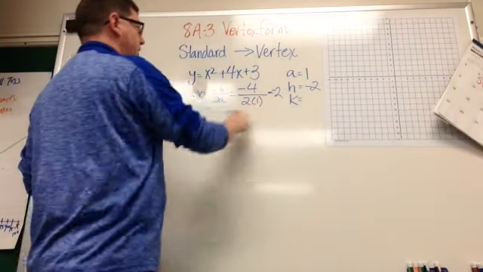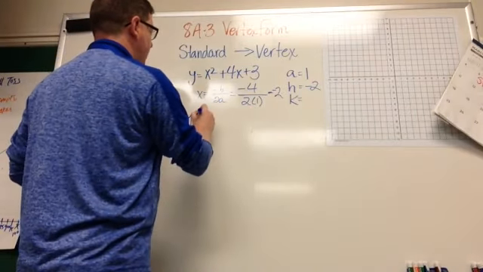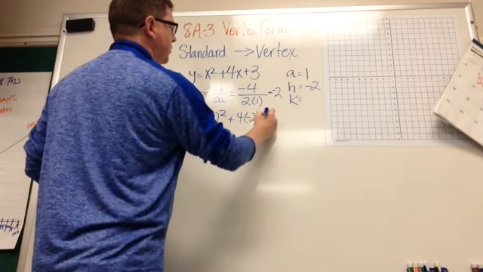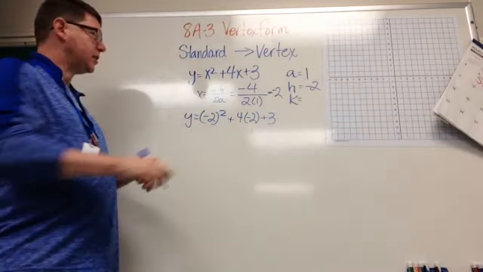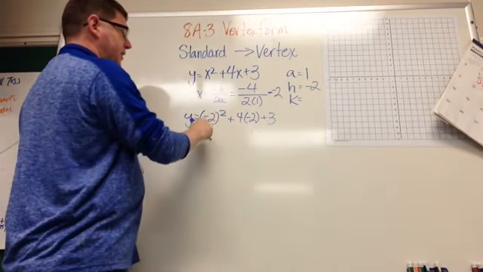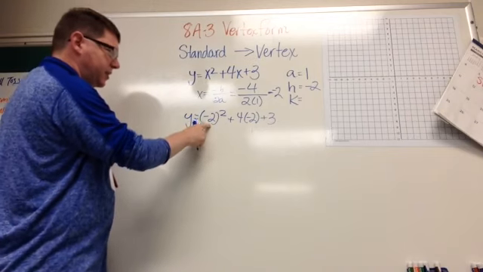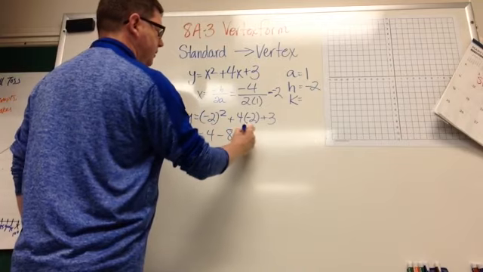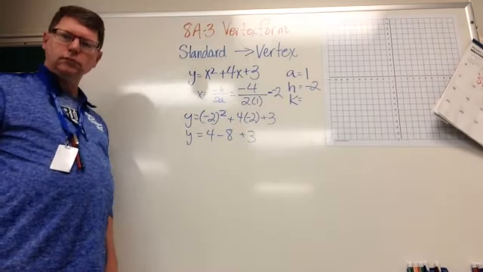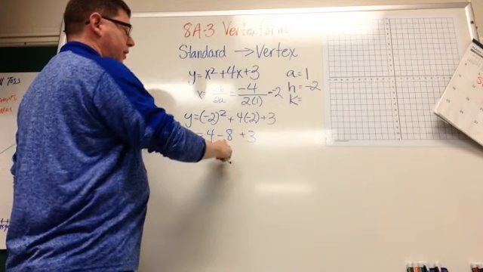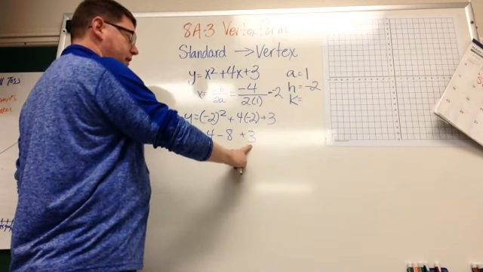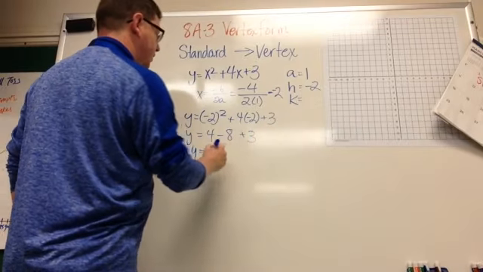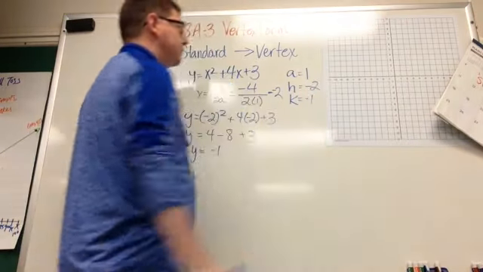Now let's find k. I'm going to plug that negative 2 into the equation. So y equals negative 2 squared plus 4 times negative 2 plus 3. I just plugged in the negative 2 for the x's. Because x is negative, I have to put it in parentheses before I square it. So y equals 4 minus 8 plus 3. Now 4 minus 8 is negative 4. Negative 4 plus 3 is negative 1. So y equals negative 1. So k equals negative 1.